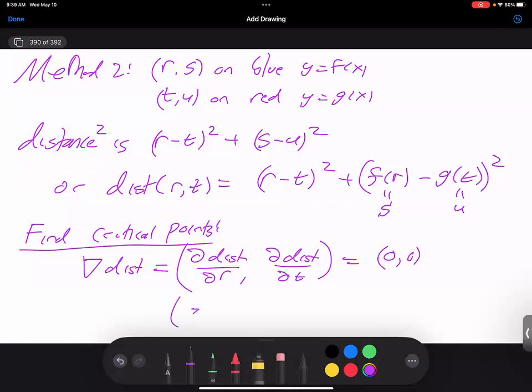So it would be 2r minus t plus 2 f of r minus g of t times f prime of r. And then I would have to take the derivative with respect to t. Depending on what f and g equal, this could be a very painful problem to solve. So if I'm giving this to you on an exam, you would only be asked to find an exact closed form solution if the numbers are nice.